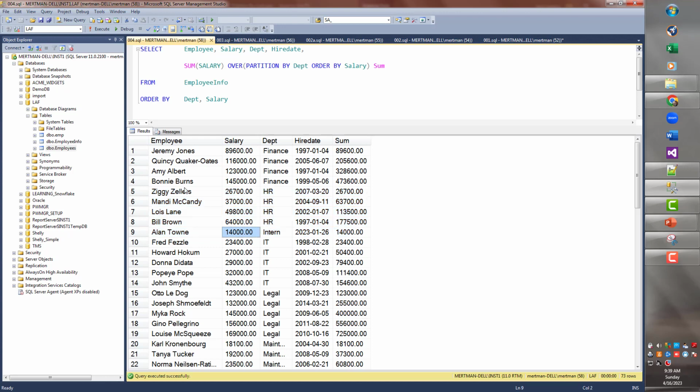So, oh, wait a minute, I have intern selected there. Didn't mean to do that. So it starts the running total per department, and that's because we said partition by department. See how easy that is?